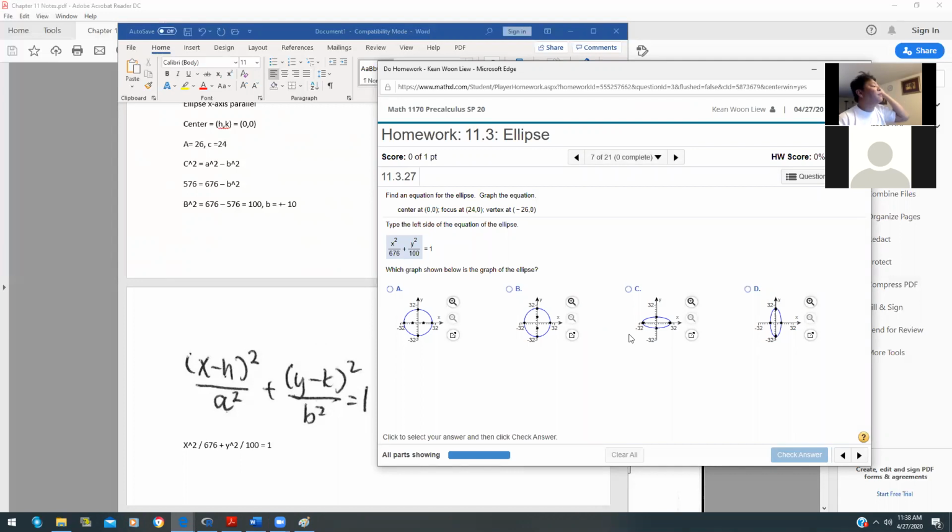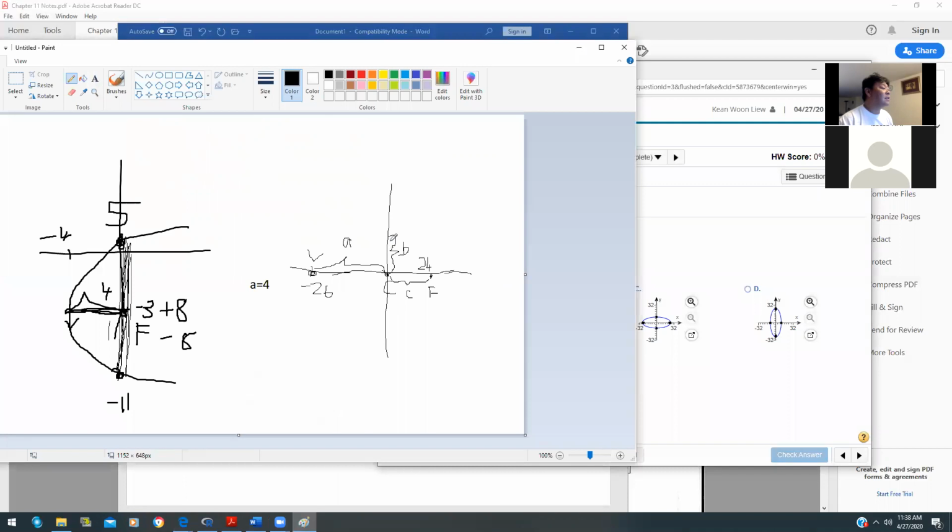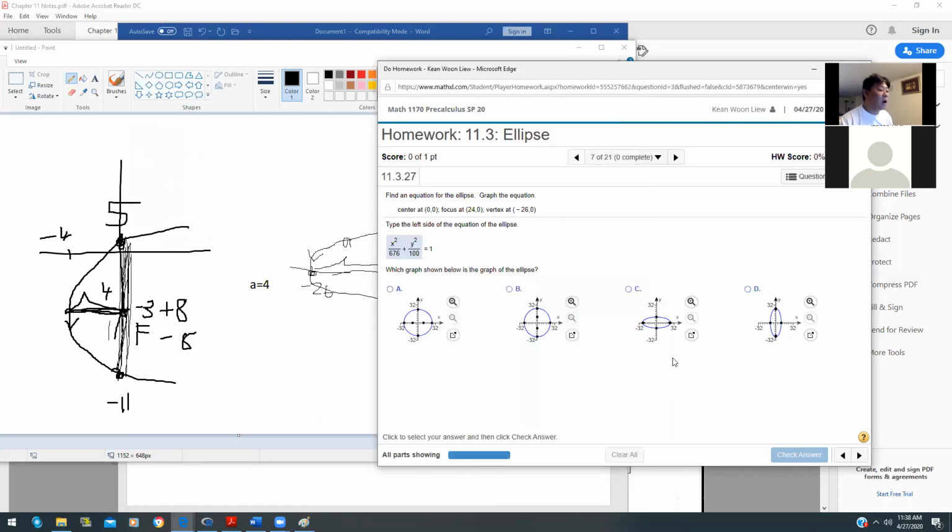And next, you have to figure out your ellipse. So now you find out that B is 10, because the square root of 100 is 10. Your ellipse will look something like this, where this is 10 and this is 26. So I think it's C. It goes sideways, not a circle.